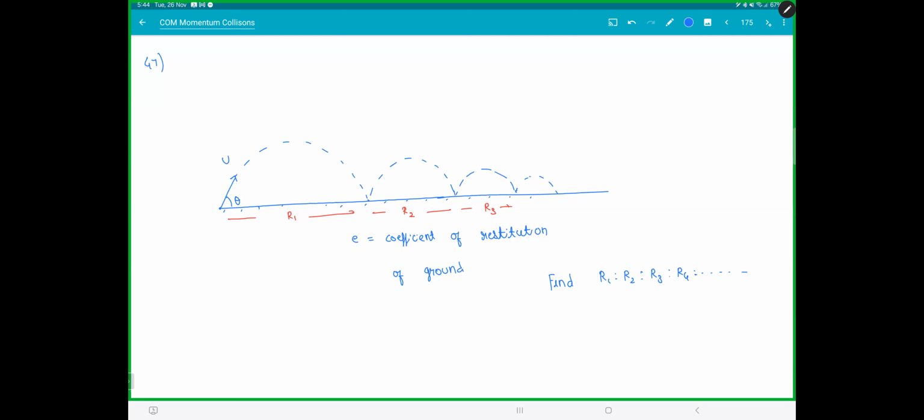One thing is clear, see, during an oblique collision, only the component along the normal will change. The horizontal component is not affected.